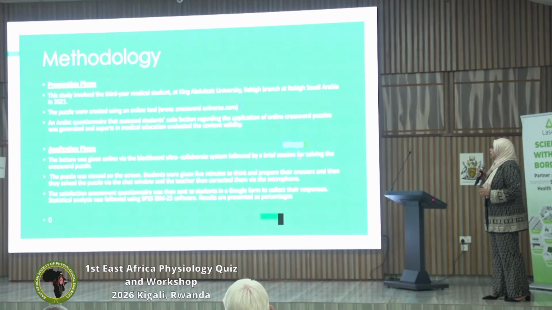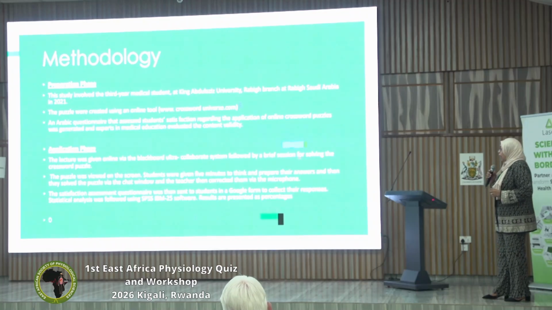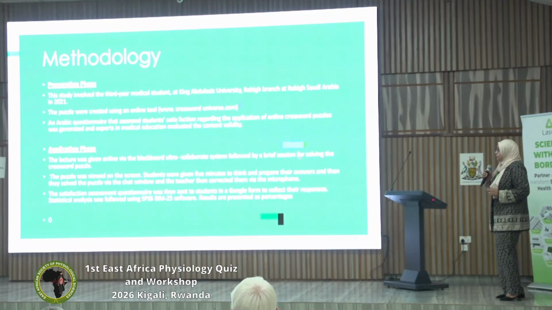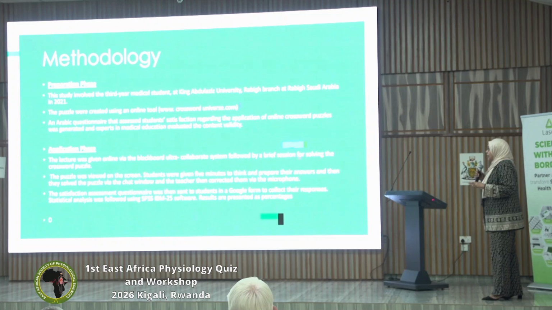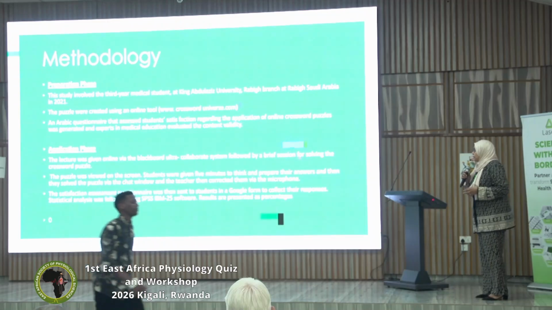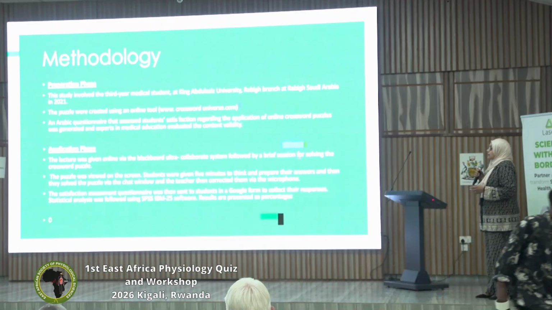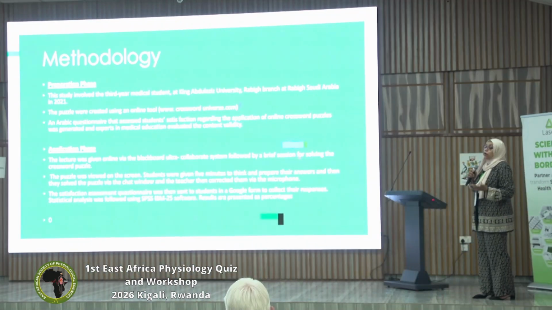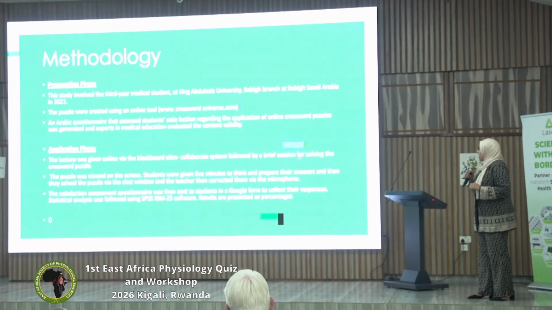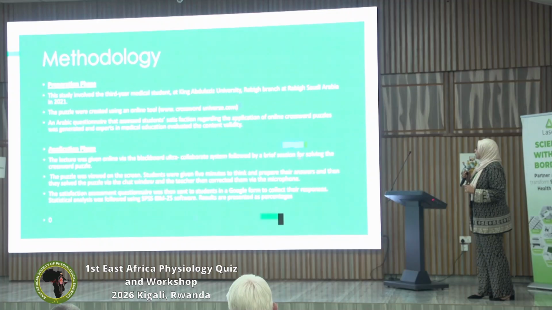In the application phase, the lecture was given online, so we used Blackboard Ultra Collaborate, followed by a brief session for solving the cross puzzle. The puzzle was viewed on the screen, and students were given 5 minutes to think, prepare their answers and solve the puzzle using the chat window. The teacher then corrected via the microphone, and they were able to work together to solve the cross puzzle. Then we asked them for satisfaction feedback through Google Form, because at this time there is no face-to-face interaction. And we can see the results here.